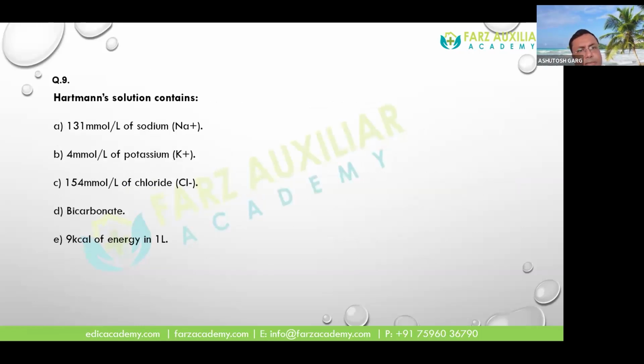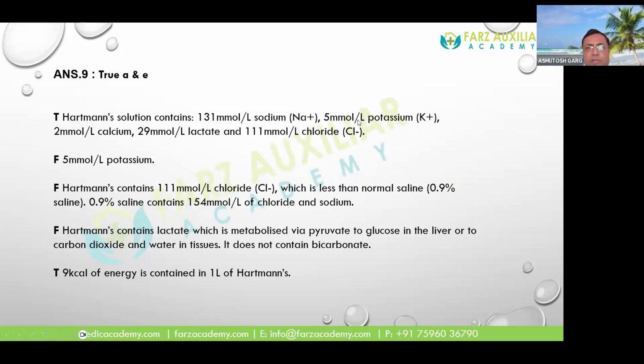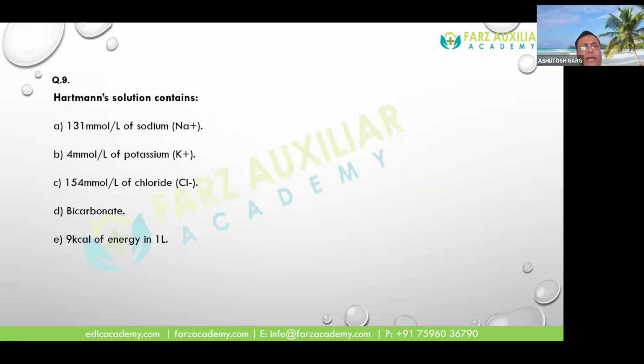Hartmann solution contains 131 millimole of sodium, 4 millimole of potassium, 154 of chloride, bicarb, 9 kilocalorie energy in 1 liter. So you should know the components of the fluids like Hartmann solution or Ringer lactate or normal saline, how much chloride is there, how much sodium is there. You should know these things. So the answer is true A and E. Sodium is 131 and 9 kilocalorie energy in 1 liter.